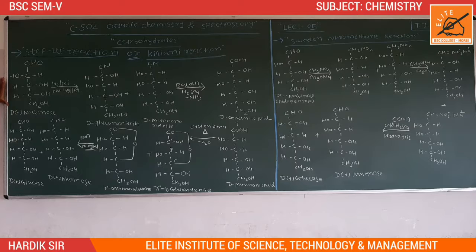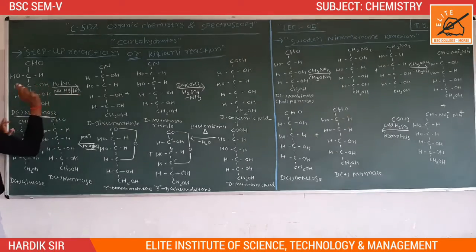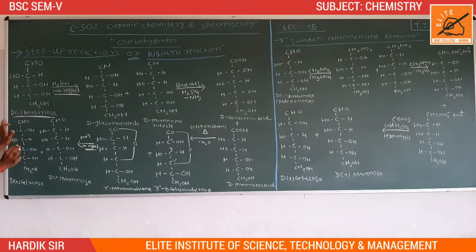first we take D-arabinose as a reactant. D-arabinose is a 5-carbon compound. D-arabinose is reacted with H2/Ni, hydrogen and nickel, and sodium mercury amalgam with hydrochloric acid.